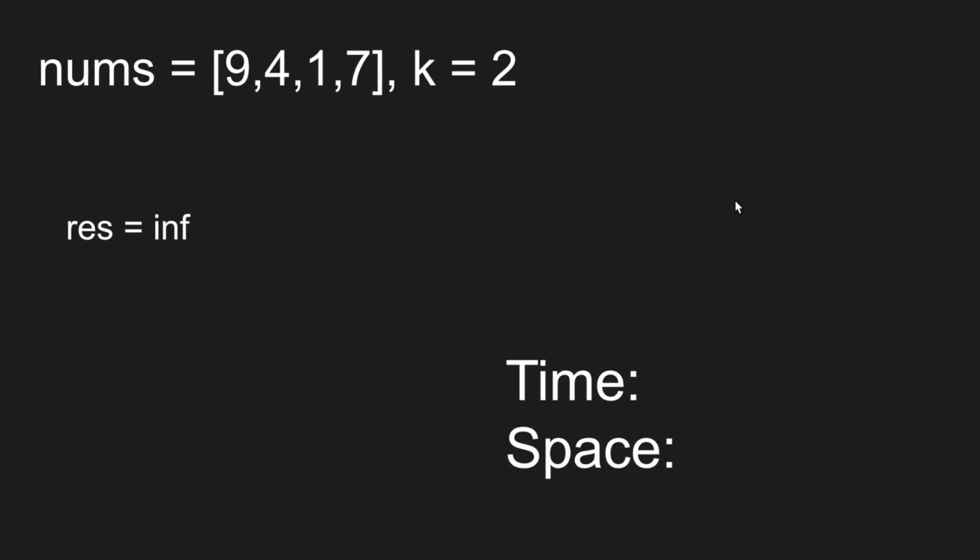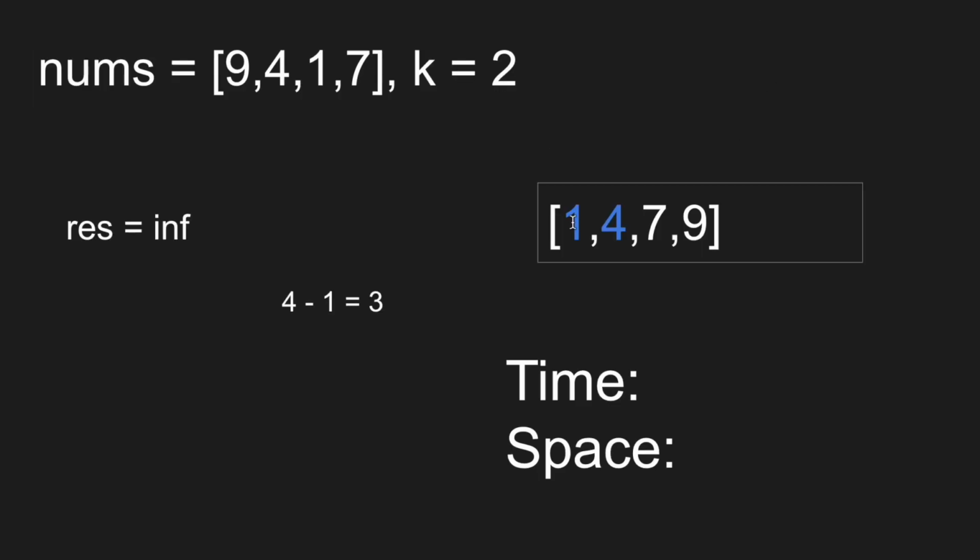So let's go over this example real quick. We will always initialize result to infinity, and then we will sort the array and iterate through. Since k is 2, the numbers will be right next to each other because it's k-scores. So 4 minus 1 is 3, less than infinity, so we update the result. Move on to the next one. 3 is equal to 3, so we move on to the next one. 9 minus 7 is 2. 2 is less than 3, so we update the result. And now that we have come to the end, we can return 2 as our result.